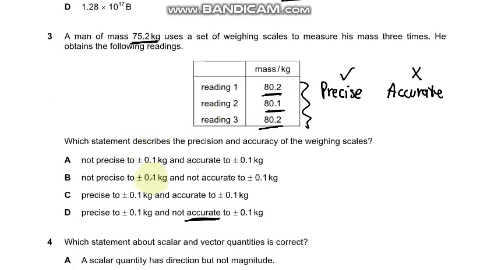Question number 3 says that a man has a weight of 75.2 kg, 3 readings are taken. What is the accuracy and the precision? The values are not close to the true value, so they are not accurate. And the precision is among the values, it is 0.1, so D is the appropriate answer.